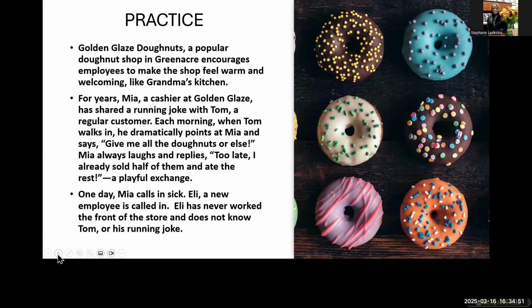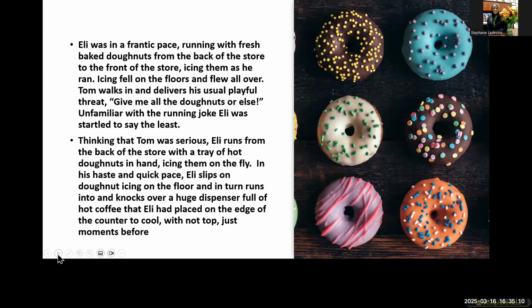It's a playful exchange. One day, Mia calls in sick. Eli, a new employee, is called in. Eli has never worked the front of the store, right? And does not know Tom or Tom's running joke. Eli was in a frantic pace because he's running with fresh donuts from the back to the store front and icing them en route. So as he has the tray of hot donuts, he's coming out of the back. He's got the icing slathering on there, taking them straight to the front. Icing fell on the floors and flew all over.